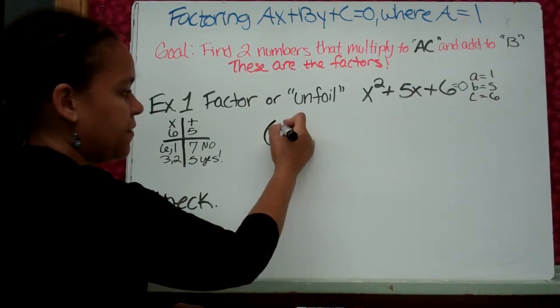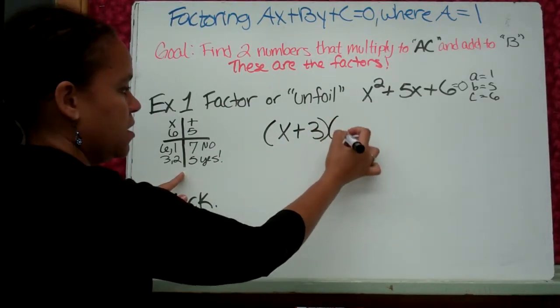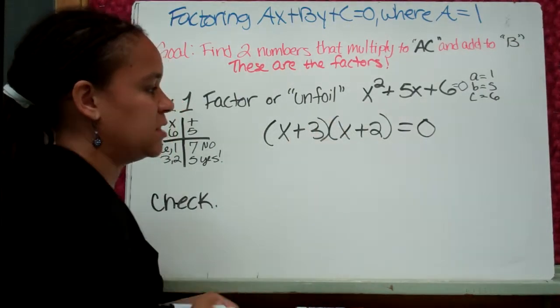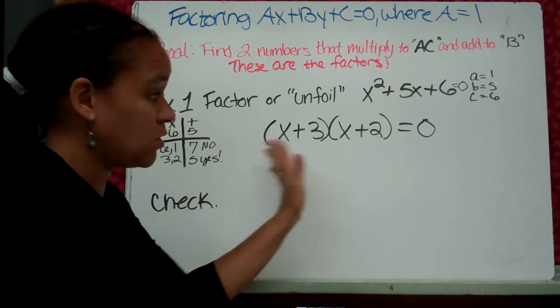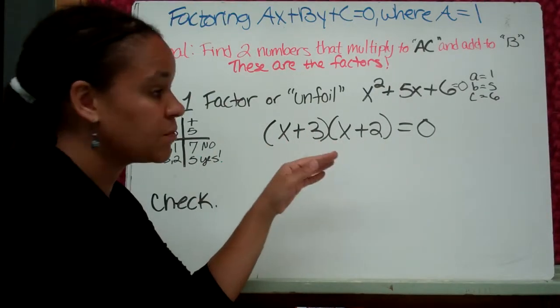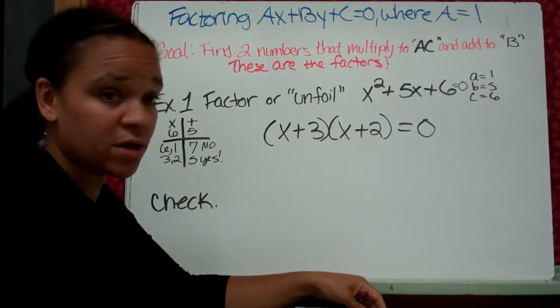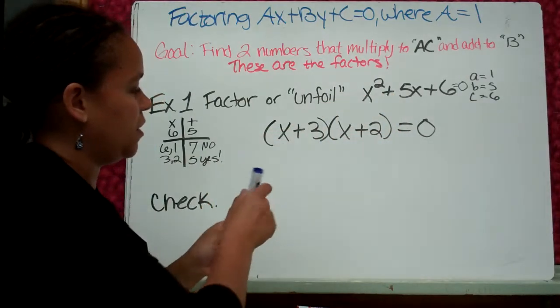So the way we would write them, x plus 3, because there's a positive 3, and x plus 2 is equal to 0. That's all we're doing today. We're just factoring. That's it. If you want to check your work, which you should, try foiling them, and you should end up with the original equation that we started with here.